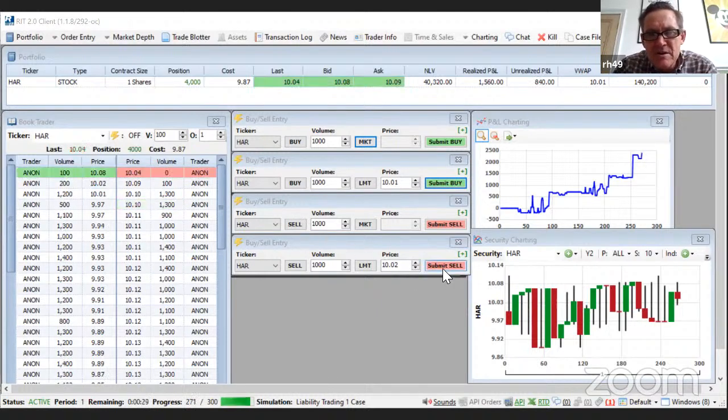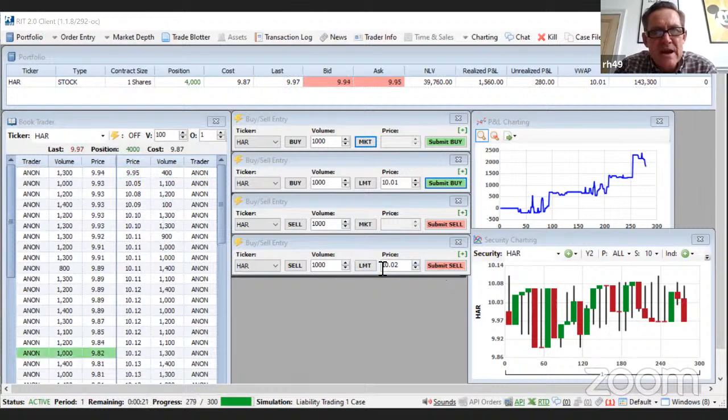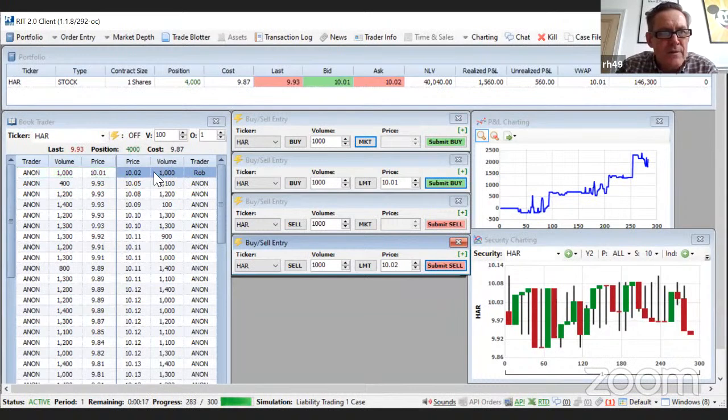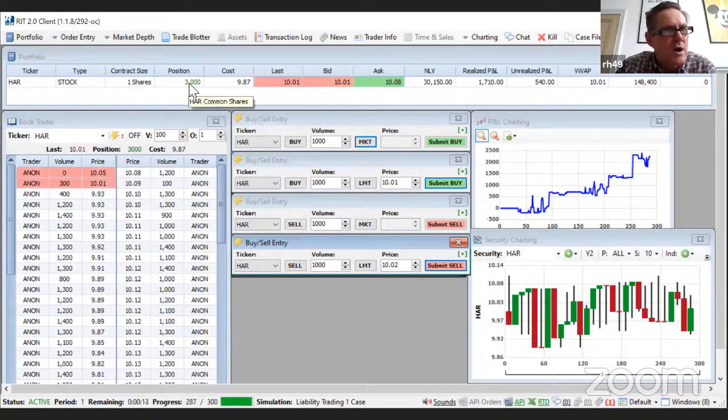And so what I'm going to do is start selling, and you can see here I've got a sell order, which is 1,000 at 10.02. So if I click this button, you can see there is my order to sell 1,000 at 10.02. It gets taken, and so my position goes from 4,000 to 3,000.